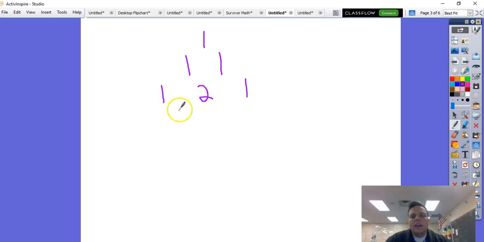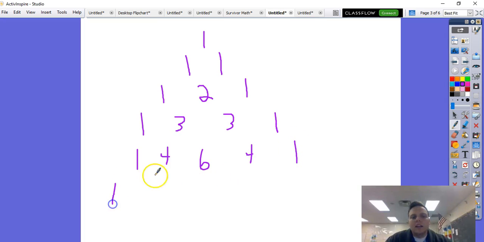And then you do that same thing. You start with a 1. Now you're in between these two numbers right here, so you add them together. 1 plus 2 is 3. 2 plus 1 is 3. And then that puts me outside, so I put another 1. And then I repeat that. 1. Now I'm in between these two, so that's 4. In between these two, so that's 6. In between these two, so that's 4. And now I'm outside again. So I start on the outside, I add, I add, I add, I add, and now I'm on the outside again.